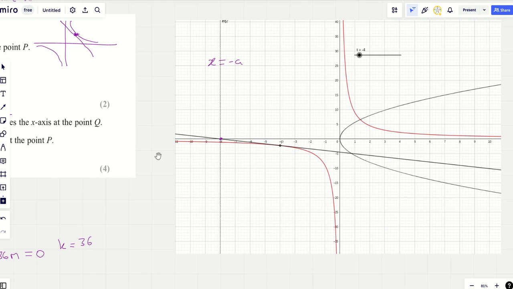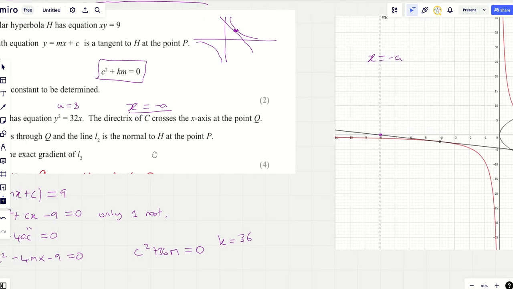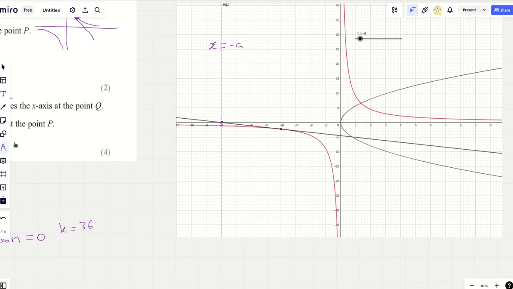You don't need it to get the question right, but it's nice if you draw quick graphs of what's going on, it can kind of imply that your answer is correct. Okay, so the line L1 passes through Q, and the line L2 is normal to H at the point P. So in other words, on my diagram, this is L2, sorry. And this line is L1. Yeah, that's L1, that's L2. Okay, it wants the gradient of L2.